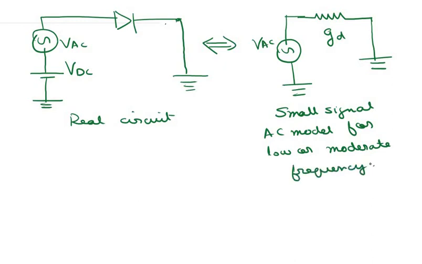At high frequency, the diffusion and the depletion capacitance basically come into the picture. So at high frequency, or even at moderately high frequency, the equivalent circuit of the diode for the small signal AC model basically becomes this.